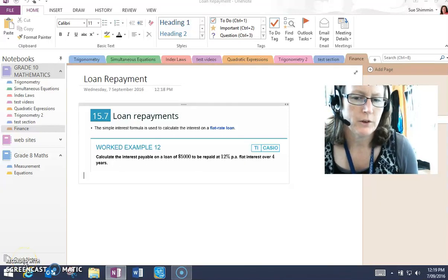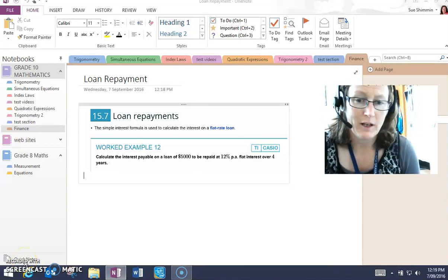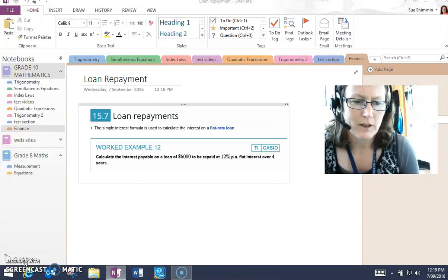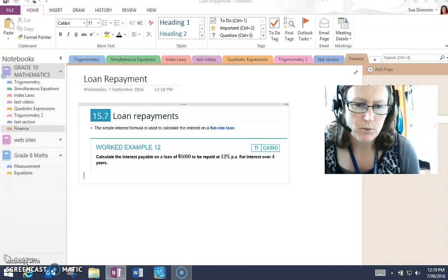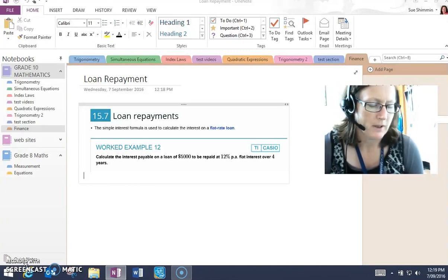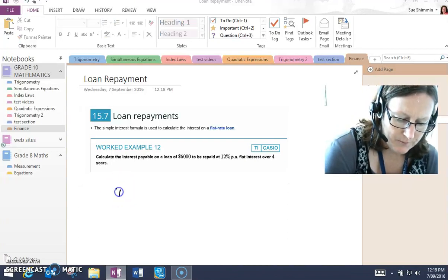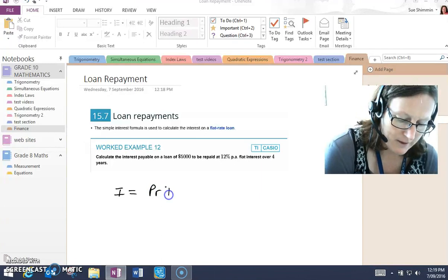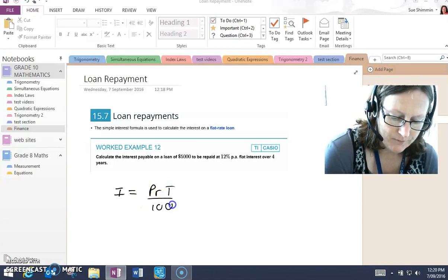Okay, this year we're only going to look at a flat rate loan. So for a flat rate loan, we use the simple interest formula to calculate the interest. So worked example 12 in your textbook. Let's write down that simple interest formula, I equals PRT over 100.